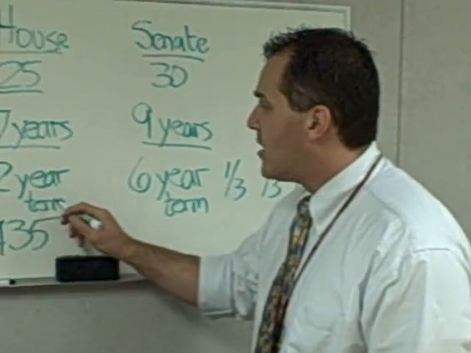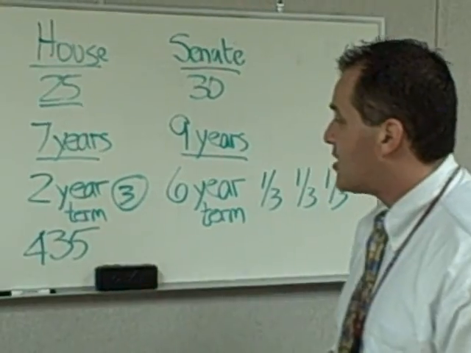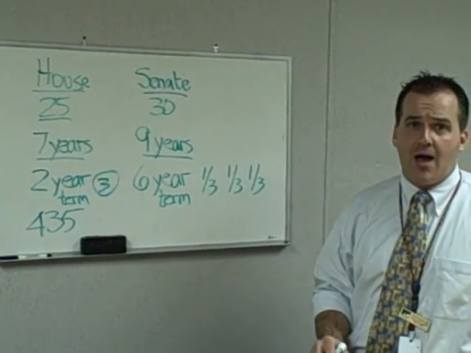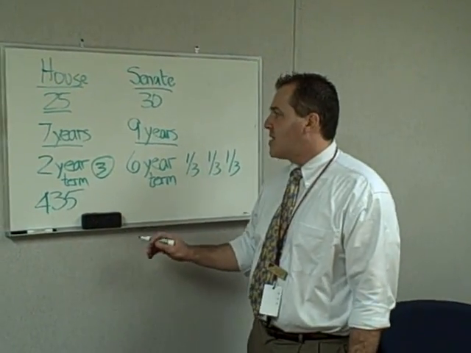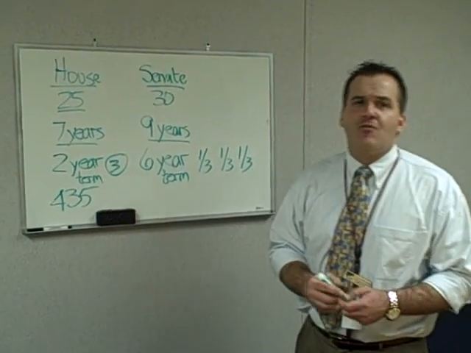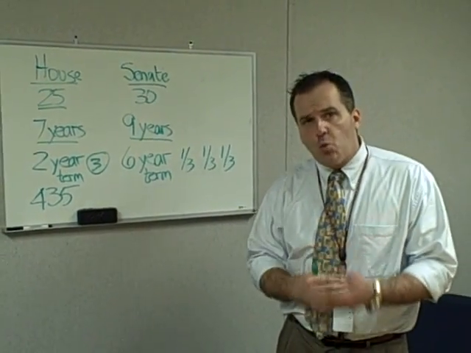Whereas in a 6-year period, the House members are going to have been subject to election 3 separate times. One of the reasons that the founders did this is that they wanted the House members to be very, very responsive to the will of the people.